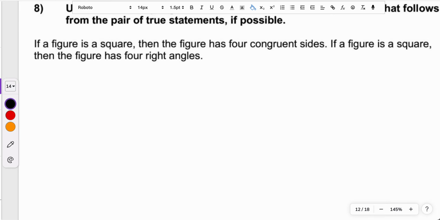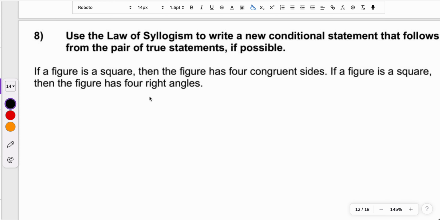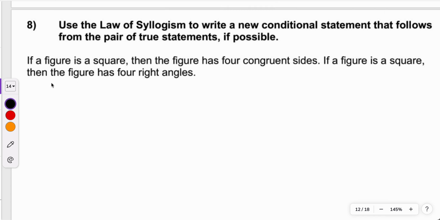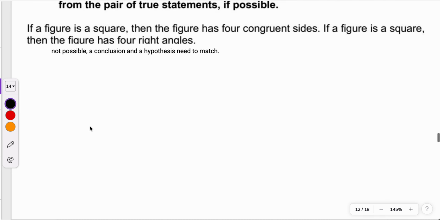Going onward to number 8, we're on our last page here. Use the law of syllogism to write a new conditional statement that follows from the pair of true statements if possible. If a figure is a square, then the figure has 4 congruent sides. If the figure is a square, then the figure has 4 right angles. This is not possible because a conclusion and a hypothesis need to match. So right now, the hypothesis here, then the figure has 4 congruent sides. We should have started with that on our next conditional statement.